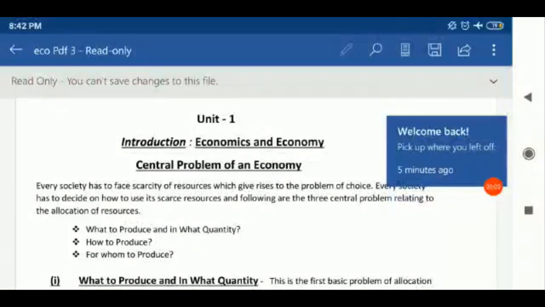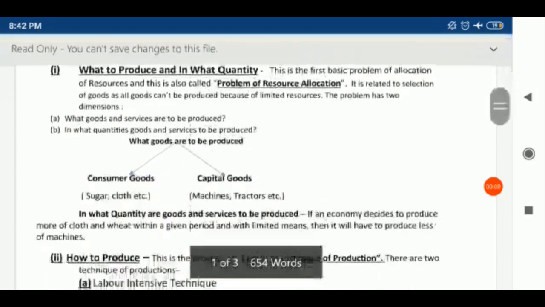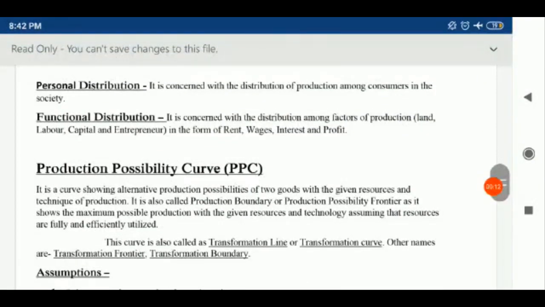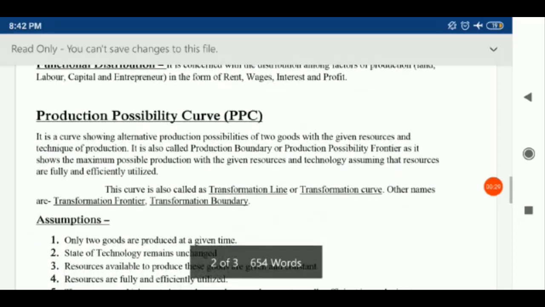Good morning, students. This is Unit 1, that is Introduction of Economics and Economy, and in this unit we will continue the topic, that is PPC, Production Possibility Curve. So, by now we have studied and understood that relative scarcity of alternative usable resources is part and parcel of an economic system. Therefore, it becomes more important to utilize these resources in the most efficient manner.